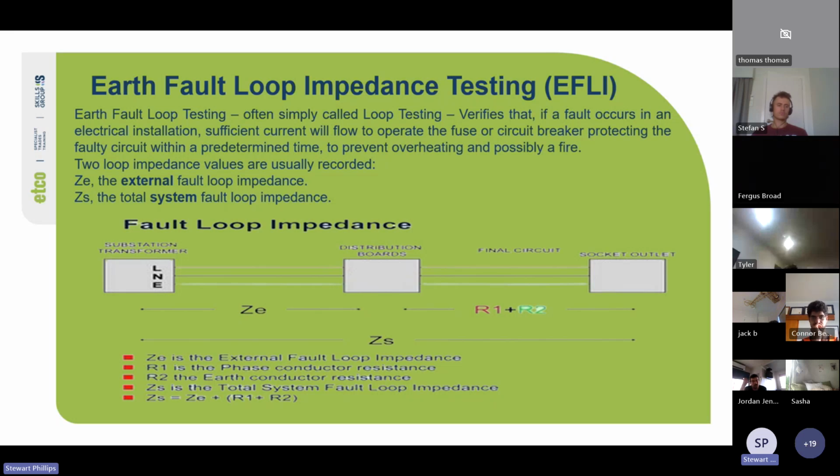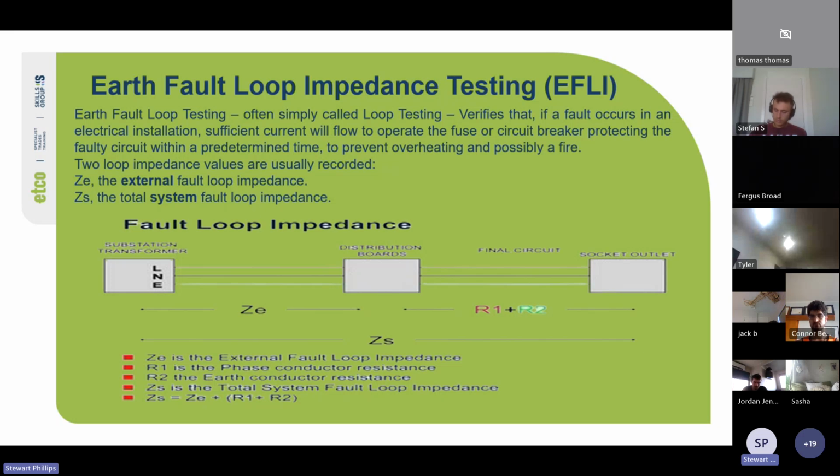R1 is the phase conductor resistance, R2 is the earth conductor resistance, and ZS is the total system fault loop impedance. So ZS equals ZE plus R1 plus R2. Just remember, when we're talking about impedance, we're talking about the total opposition to current flow in an AC circuit, whereas total resistance is more for your point-to-point and DC circuits.